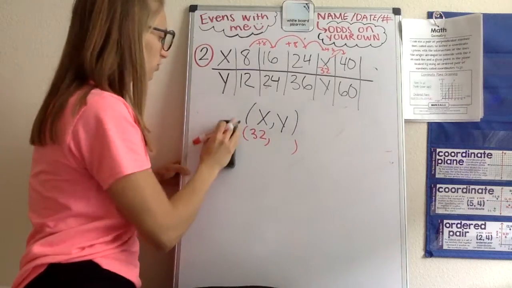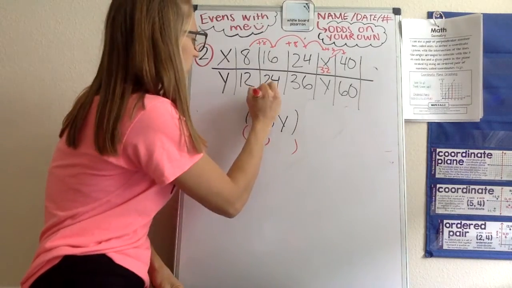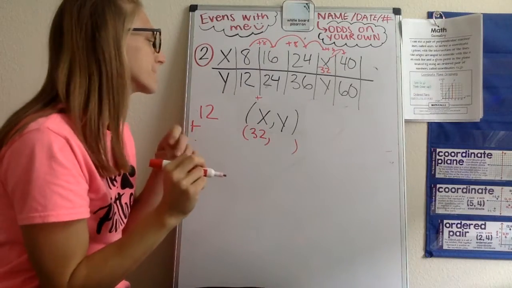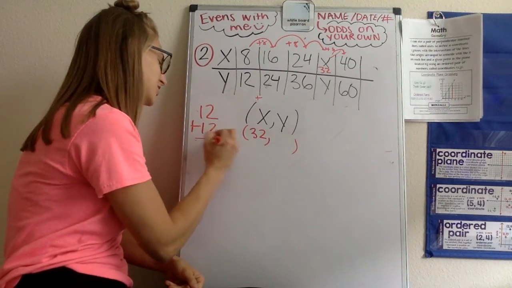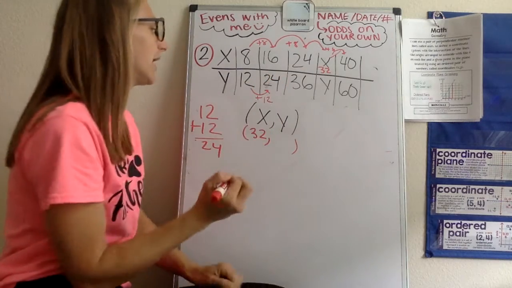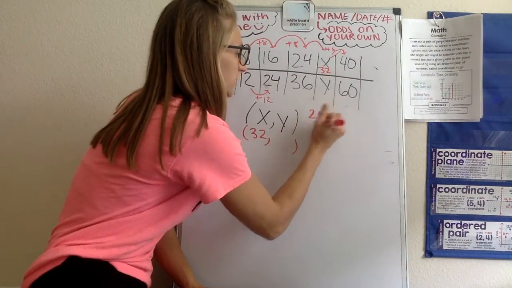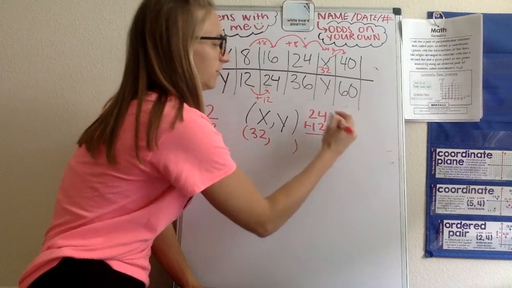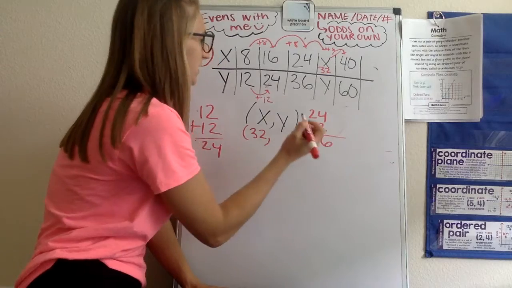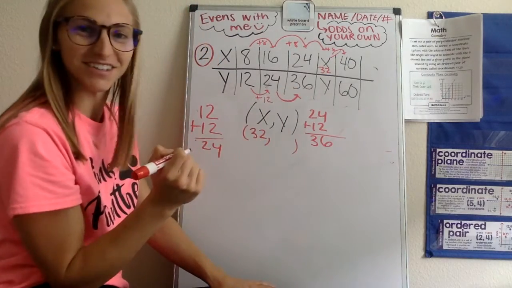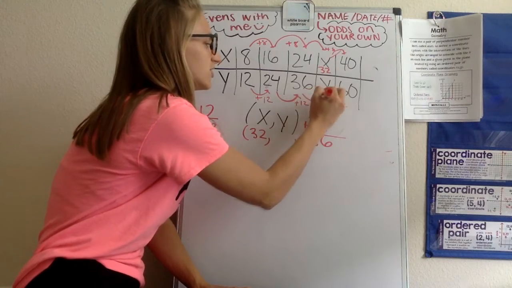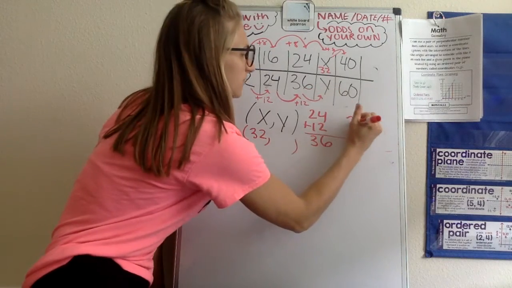Let's try to add now. 12 plus what will get us to 24? 12 plus 12 is 24. So if I continue with this plus 12 pattern, let's see what happens when we get 24 plus 12. 4 plus 2 is 6. 2 plus 1 is 3. That's 36. That's awesome. So let's continue with our plus 12 pattern, and let's try to find that Y.